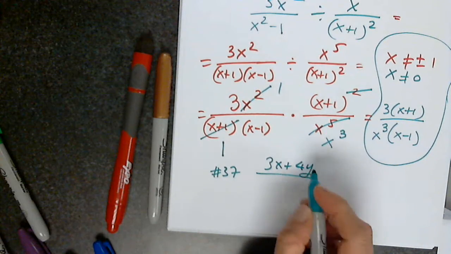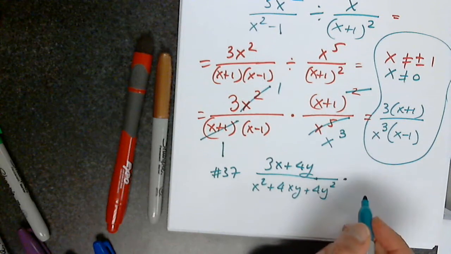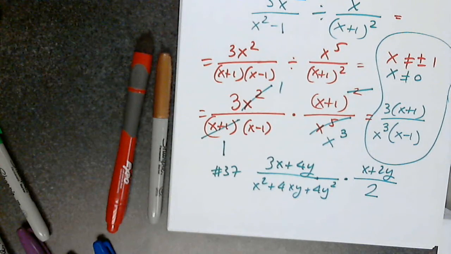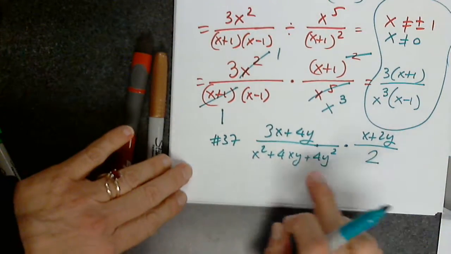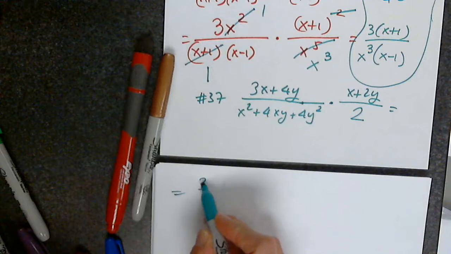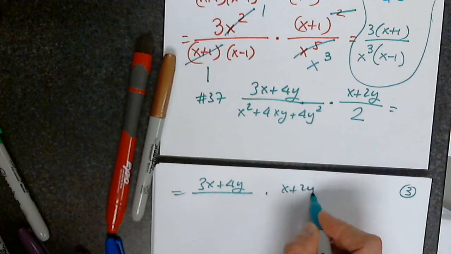3x plus 4y divided by x squared plus 4xy plus 4y squared, and multiplied by x plus 2y over 2. Let's assume that everything is not 0 in the denominator. So then the numerator of this fraction cannot be factored, but its denominator can. So 3x plus 4y over, and times x plus 2y over 2.